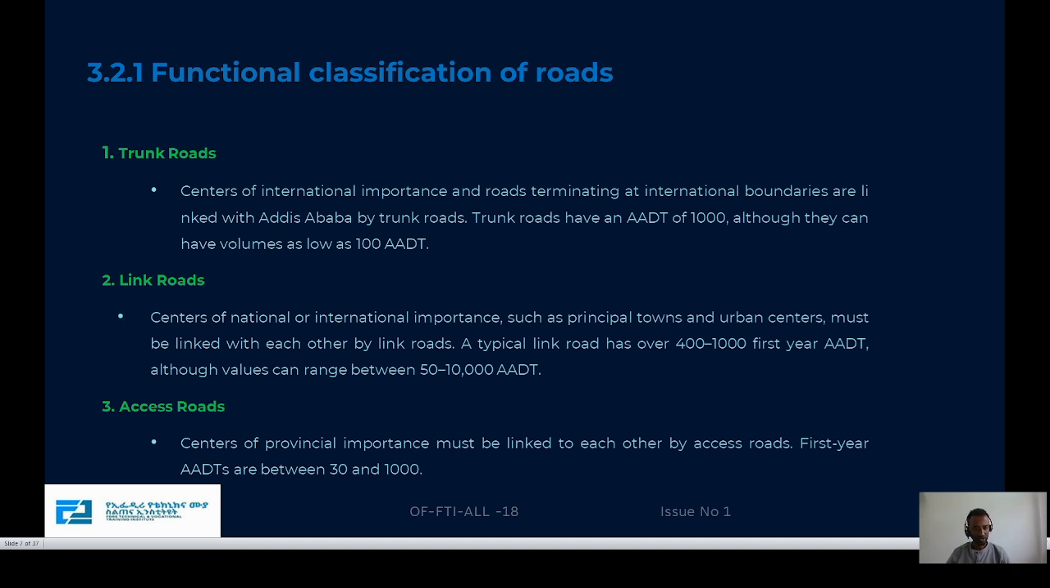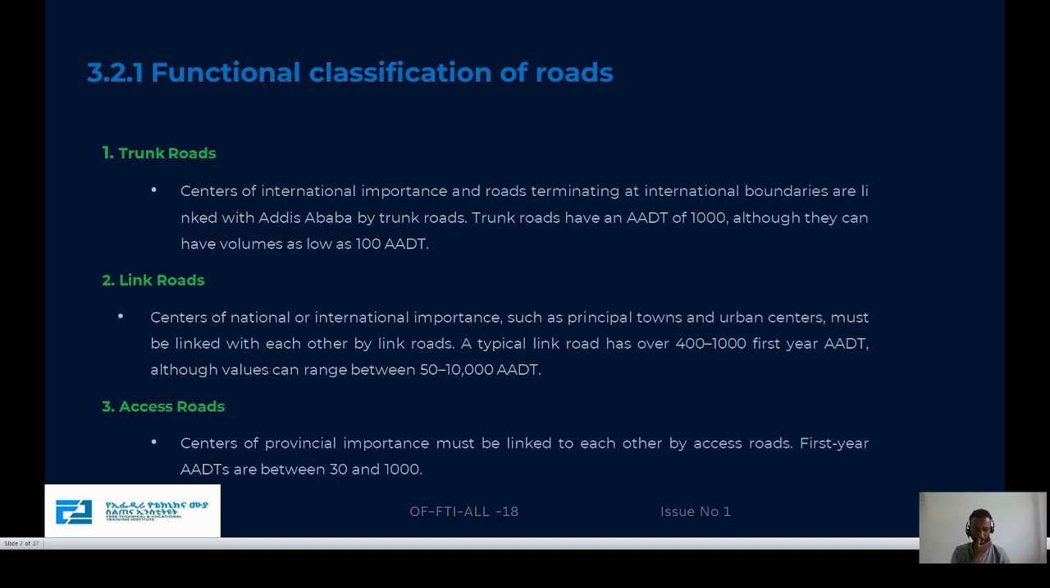The first is trunk roads. Trunk roads are mainly used for international boundaries, for example from Addis Ababa to Djibouti, Addis Ababa to Kenya, Addis Ababa to Sudan. A road crossing international boundaries will also be a trunk road.